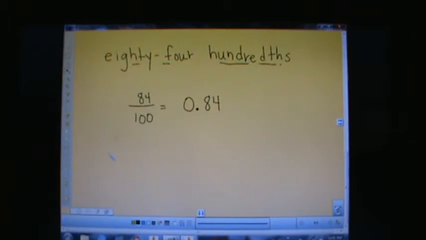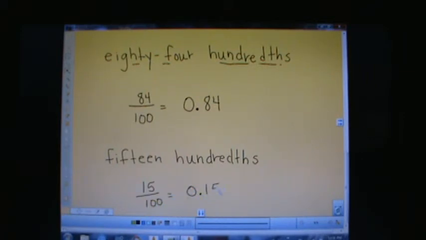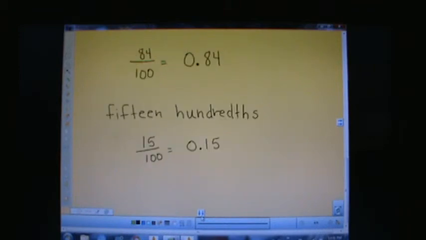If I were to say, write 15 hundredths. Write it as a fraction and as a decimal number. Again, it would be 15 over 100, which equals 0.15. 15 hundredths.